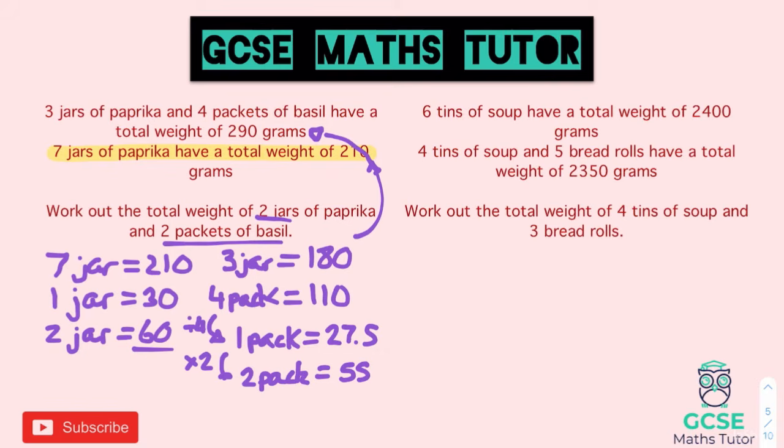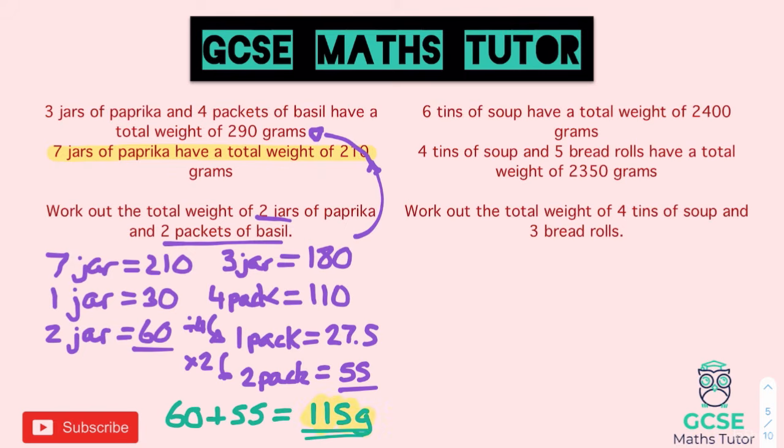So there we go, we've got our 55 and we have our 60. To work out the total weight there, we would add both of those together. So that would be 60 add the 55, which gives us a total of 115 grams. And there we go, that's our final answer for the first one.